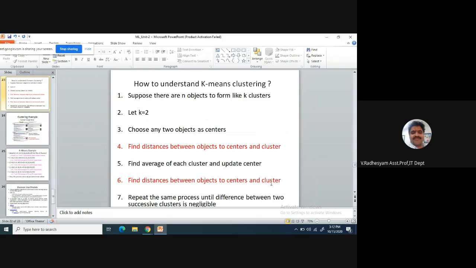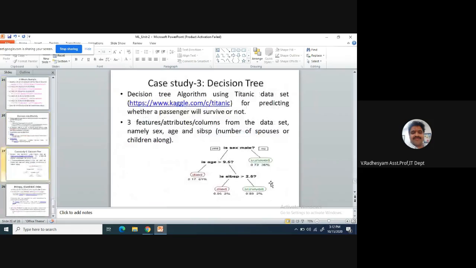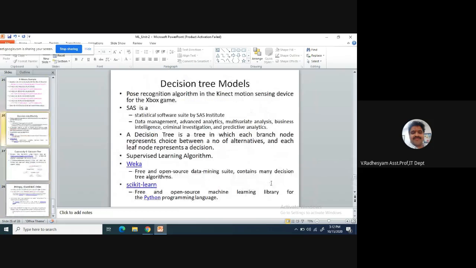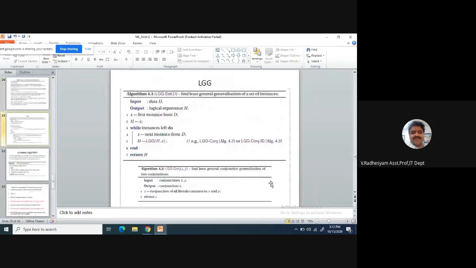So there are a few examples related to k-means clustering. I will explain tomorrow in class. K-means clustering. Because you should also go through what the LGG algorithm is. Least generalization of the set of instances, which is also required for the examination. Least generalization, LGG algorithm.